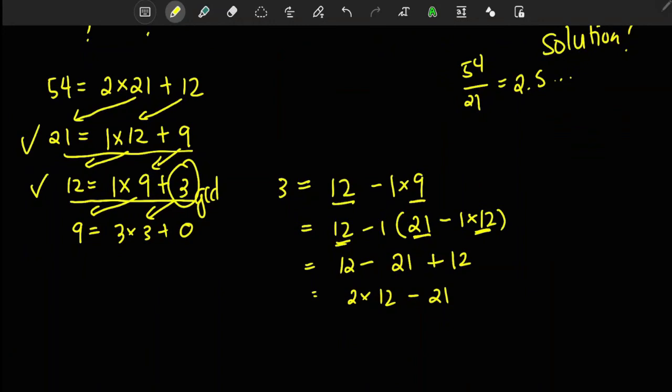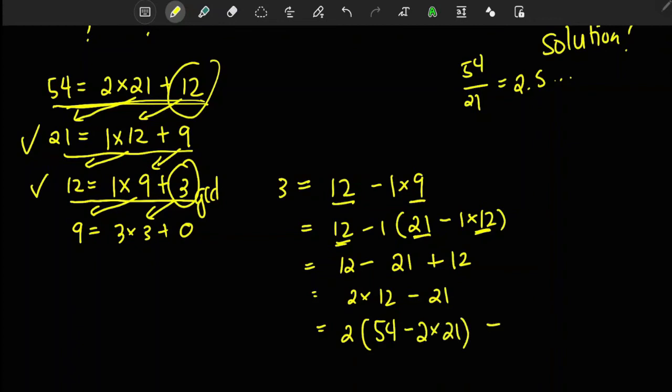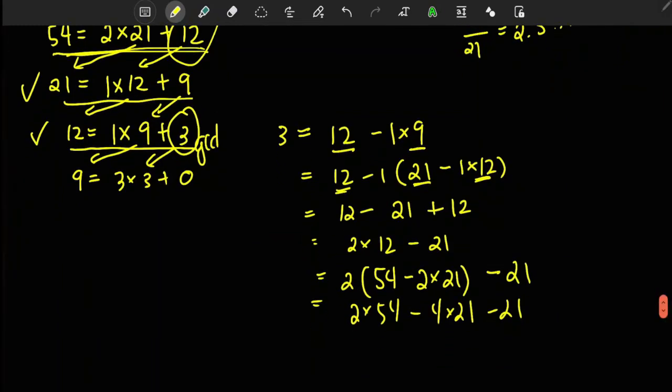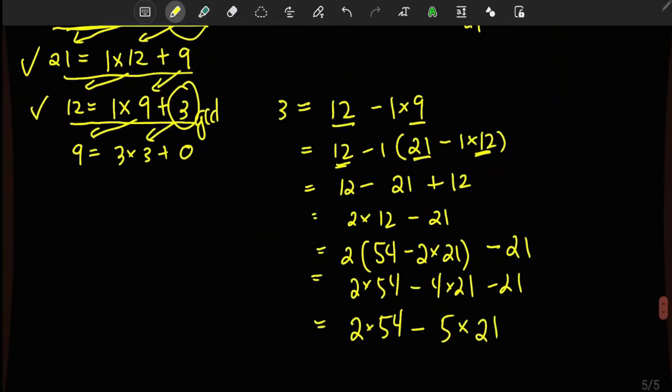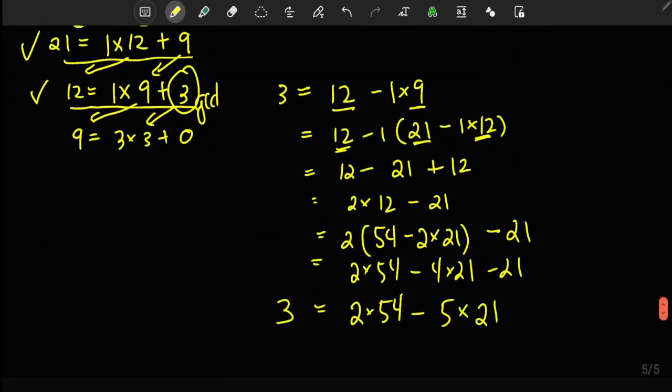The last thing to do now is to substitute the first equation so we can get the value for 12. So we have 2 times (54 minus 2 times 21), minus, just copy, 21. So this is equal to 2 times 54 minus 4 times 21 minus 21. So all in all, we have 5 times 21. So that's 2 times 54 minus 5 times 21. So we were able to express 3 in terms of 54 and 21.